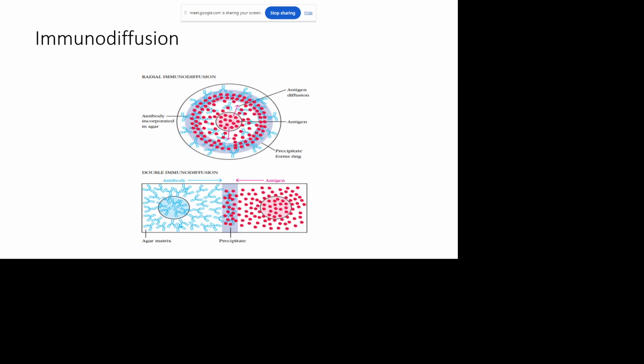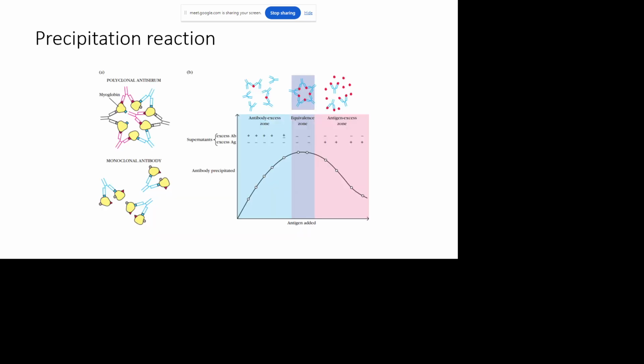Now several assays will be discussed which are based on precipitation. Precipitation forms when antigen and antibody interact and make cross-links, right? So that will give you an insoluble precipitate. That is the precipitation reaction, which is the outcome of an antigen-antibody interaction. So this will be measured to quantify the antigen or antibody level in the following assays.